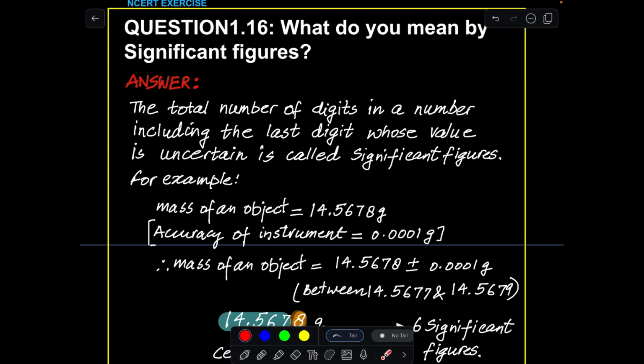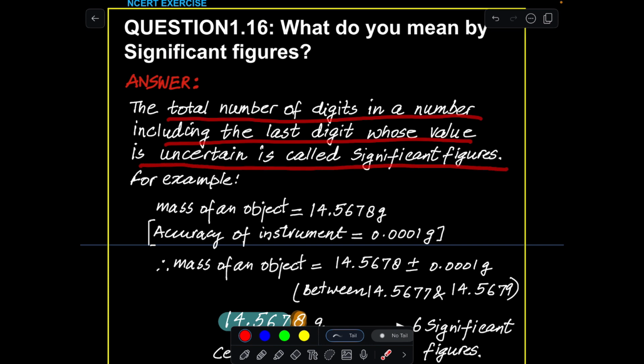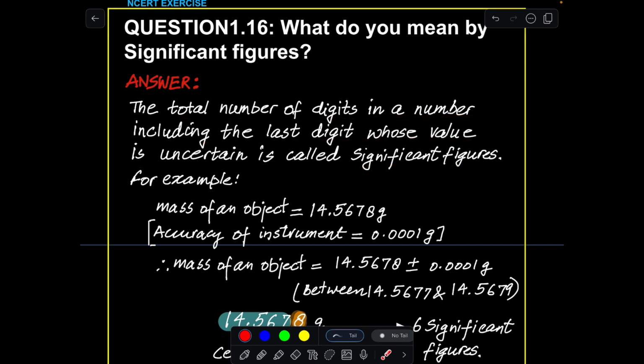On the basis of this idea, we define significant figures. The total number of digits in a number, including the last digit whose value is uncertain, is called significant figures. So significant figures include all digits which are certain, or which we know accurately, plus one more digit for which the value is uncertain. So let us take an example.